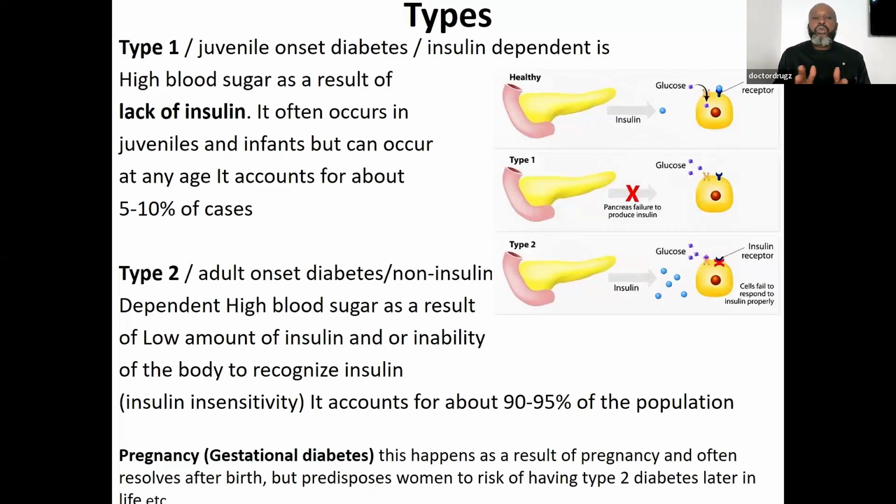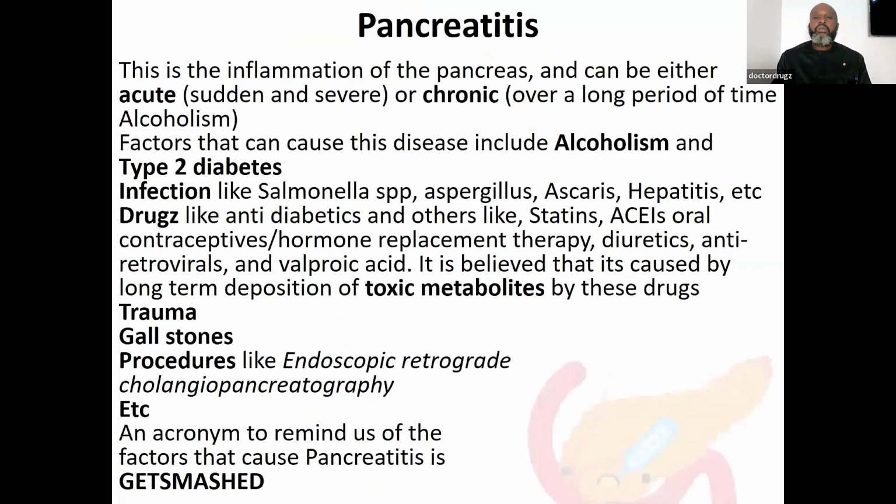Then we have type 2, or adult onset diabetes, which is non-insulin dependent high blood sugar as a result of low amount of insulin and/or inability of the body to recognize insulin. It accounts for about 90 to 95% of the population. Another way of saying this diplomatically is insulin insensitivity. Now, pregnancy or gestational diabetes happens during pregnancy and often resolves after childbirth.